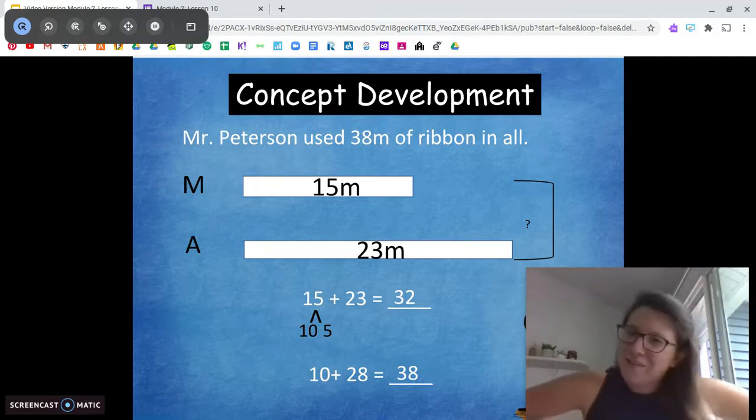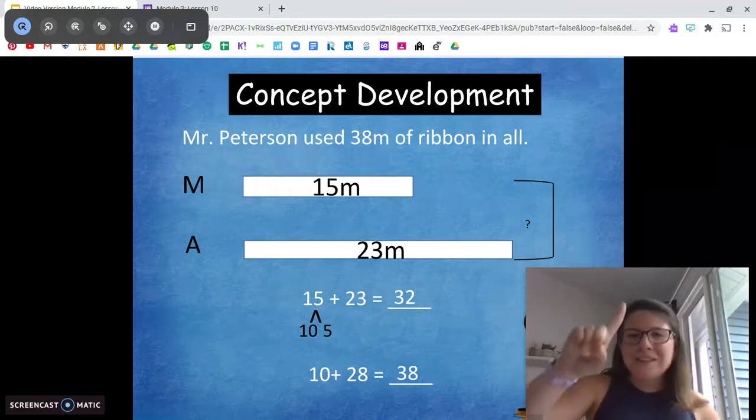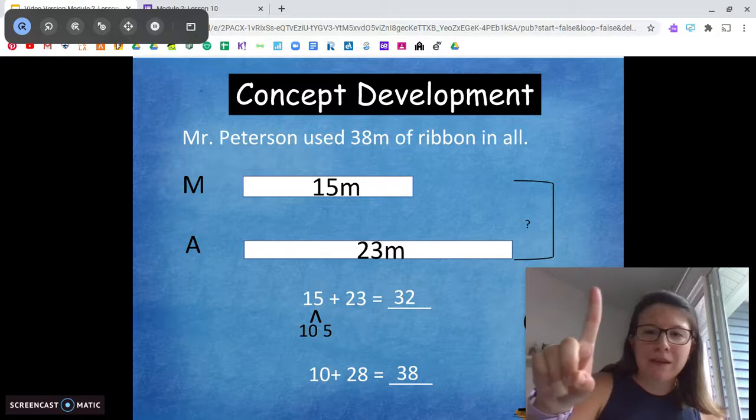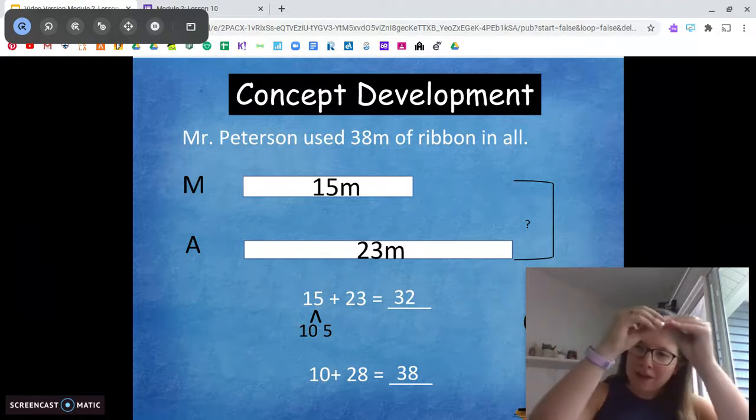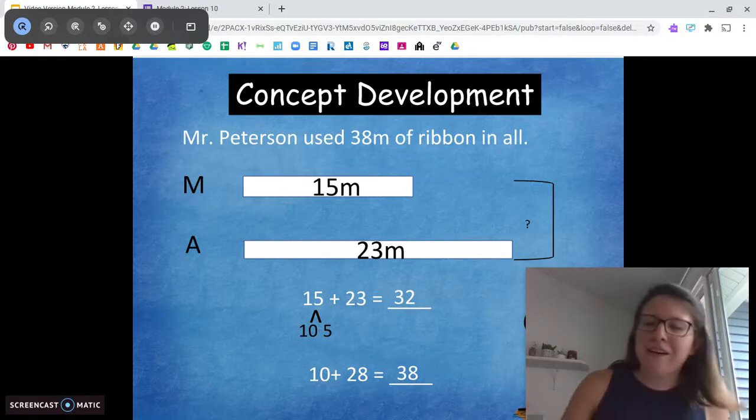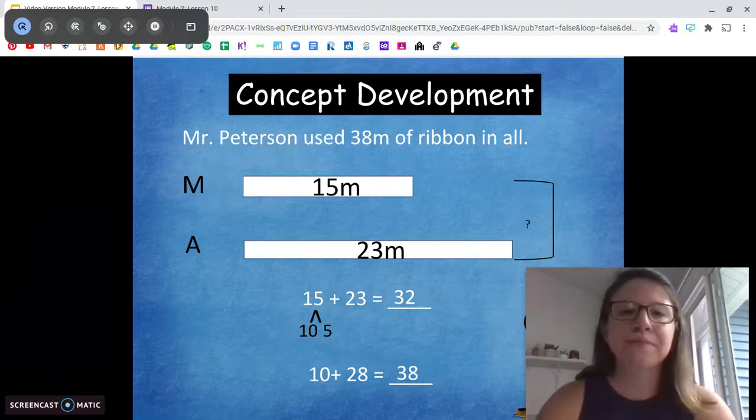Woo! You guys just solved a 2-step word problem. First step, we figured out how many meters of ribbon in the afternoon. Second step, we added them together. Awesome work! All right, let's do one more together before you do them on your own.